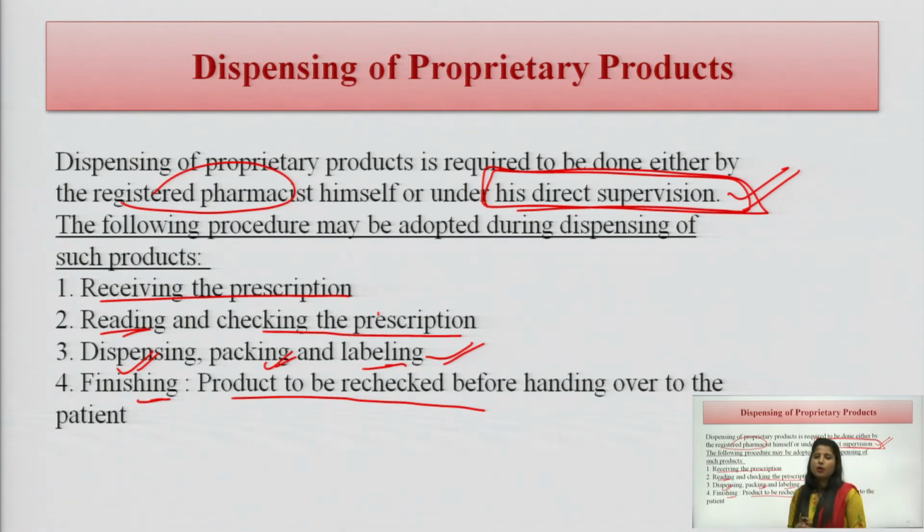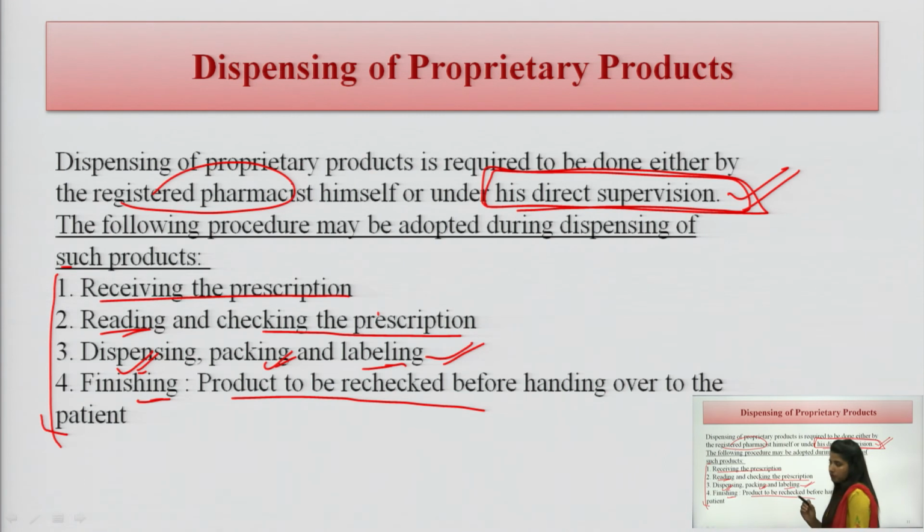Another, we have discussed how the dispensing of proprietary products should be. Proprietary products means products manufactured by companies, which are branded products. These products should be dispensed in that manner. Whoever is working in the retail or wholesale will receive the prescription, read it, and check it, to avoid any errors in dispensing. Then they will dispense after checking the whole prescription. They will pack it. There should be another section for packing, and another section for labeling to reduce the errors.